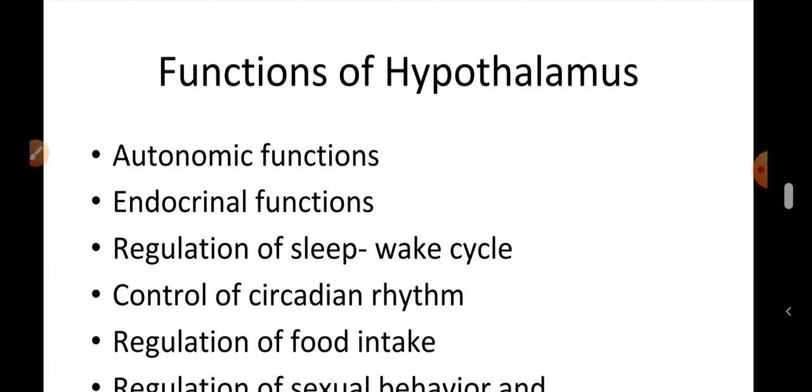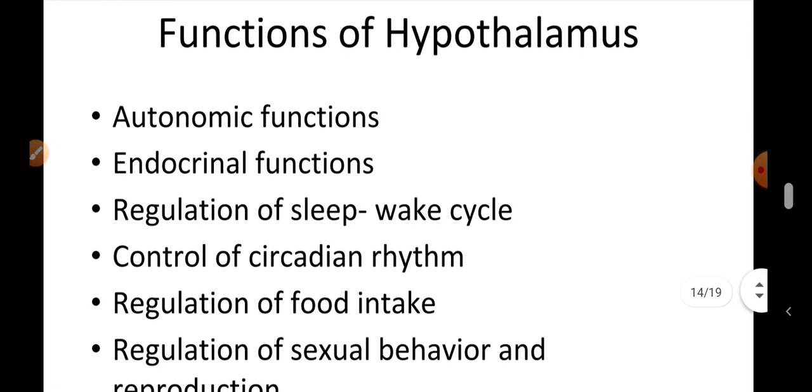Now the functions of the hypothalamus. The first function is the autonomic functions. Sherrington described the hypothalamus as the head ganglion of the autonomic nervous system. The anterior hypothalamus is the parasympathetic area. It has an excitatory effect on the system. The posterior hypothalamus is the sympathetic area and has an excitatory effect on this system.